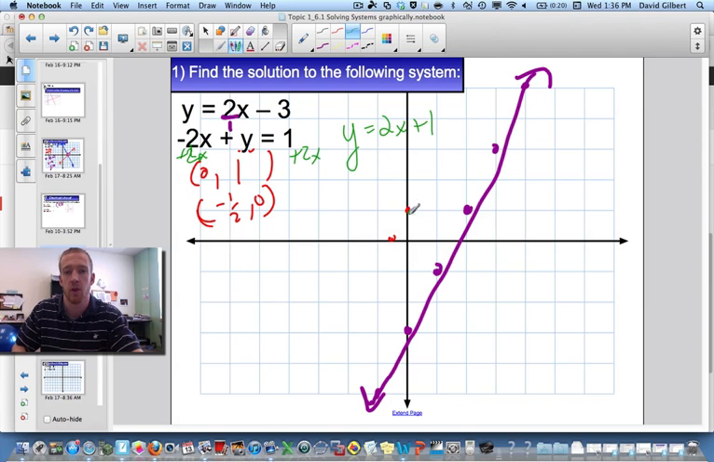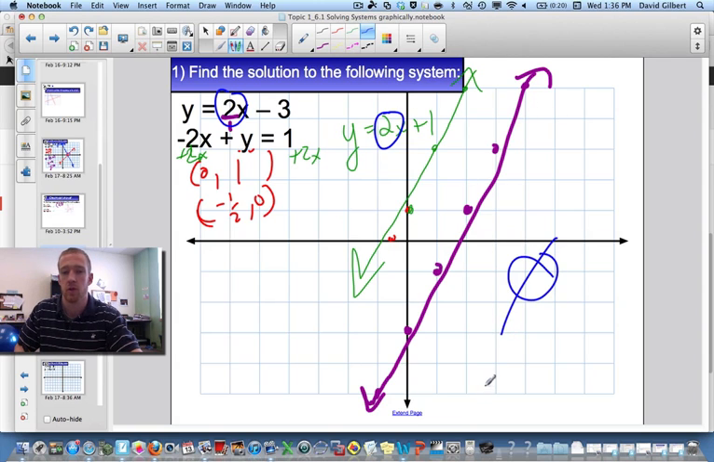Then it becomes very obvious that because they're parallel, there's no solution, and also I see that I have the same slope here. 2 and 2 is my slope, so there can't be any solution. So the final answer for this is no solution.